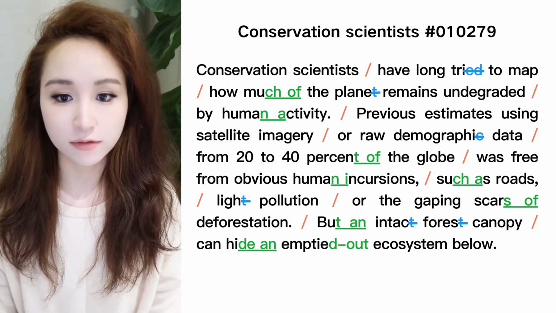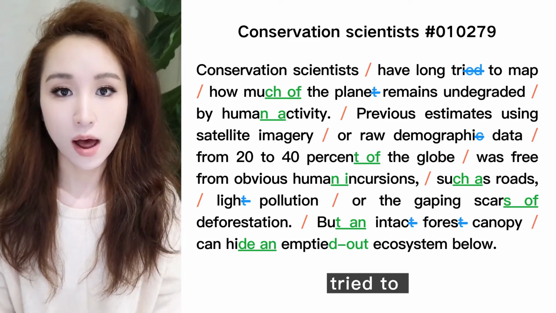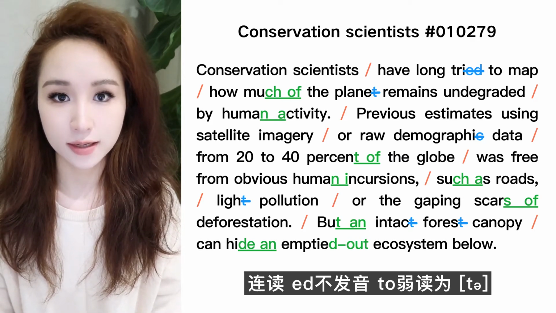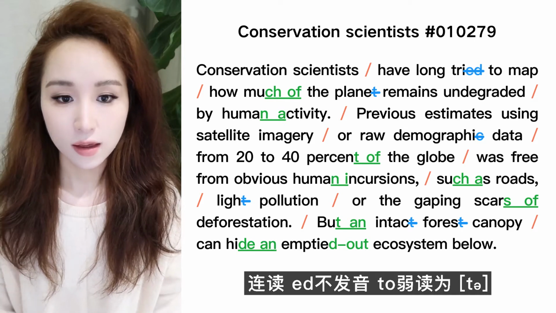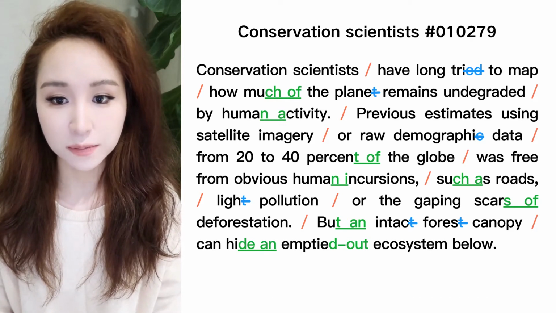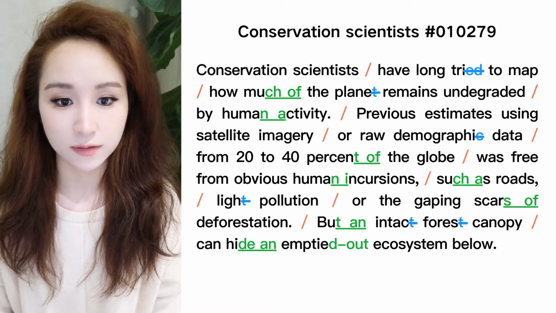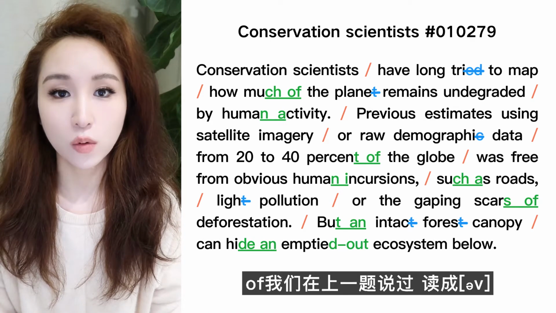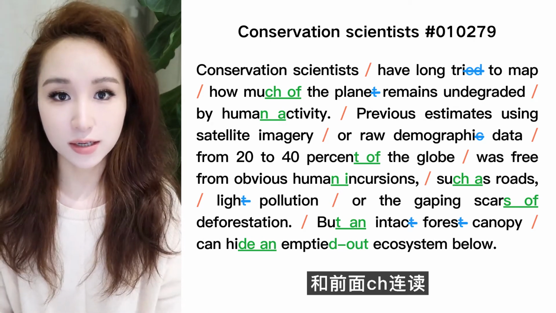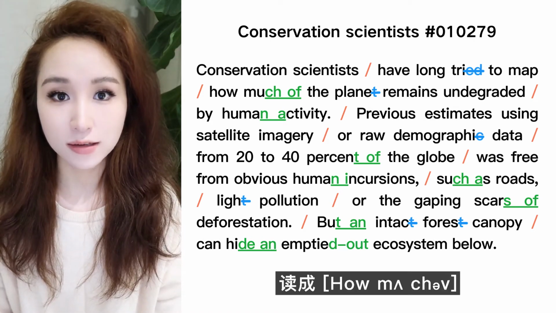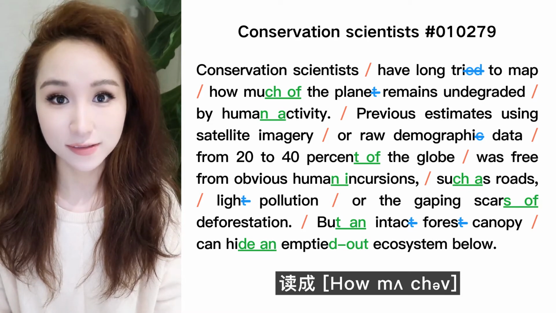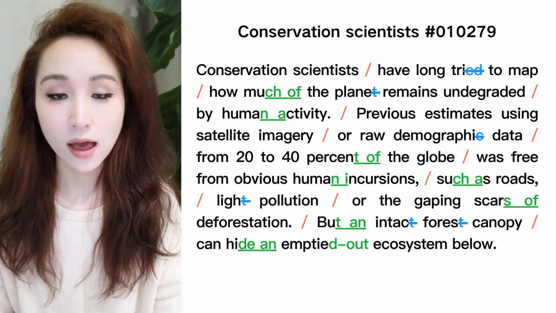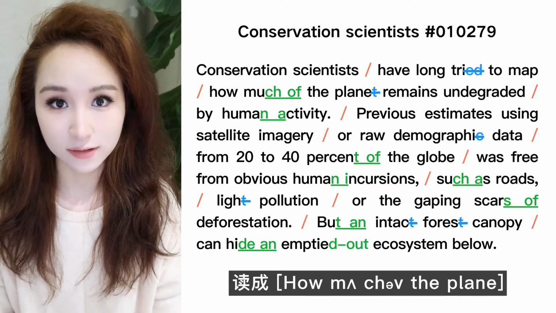Conservation scientists have long tried to map. Try to: linking, the "ed" is not pronounced, and "to" is weakened. Have long tried to map how much of the planet remains undegraded by human activity. How much of: as we said in the previous question, "of" links with the "ch" before it. How much of the planet: the "t" is not pronounced. How much of the planet.